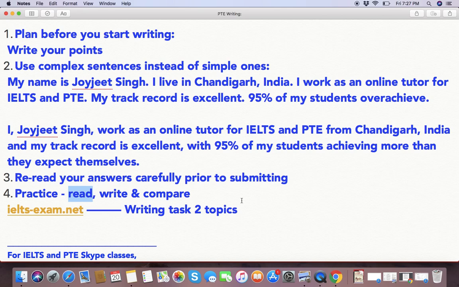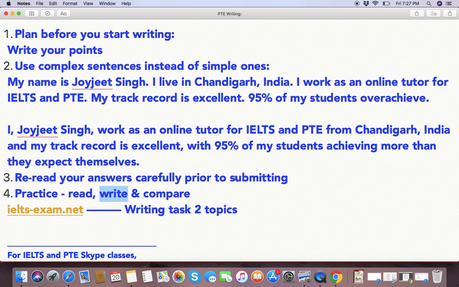So go on the website, find the writing task 2 topics, in your case, the essay topics, and read them. See the kind of vocabulary, the structure, the sentence formation that they use in their answers. See the range of grammar that they use in their answer, and then with the same topic that you are reading, write it out yourself. Write that answer in your own terms. Consider this as the exam, pick that as a topic, and now write out your own answer.